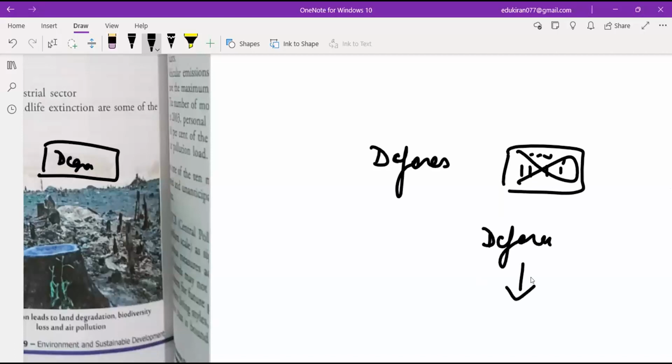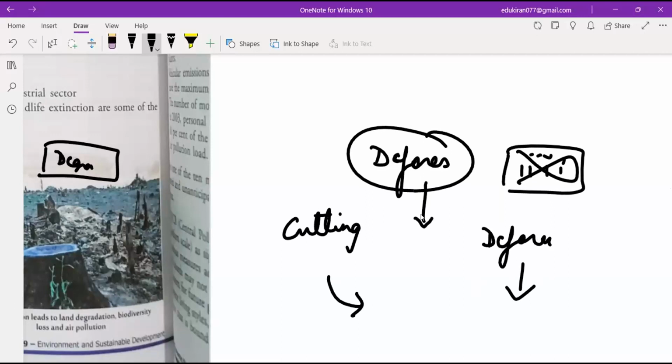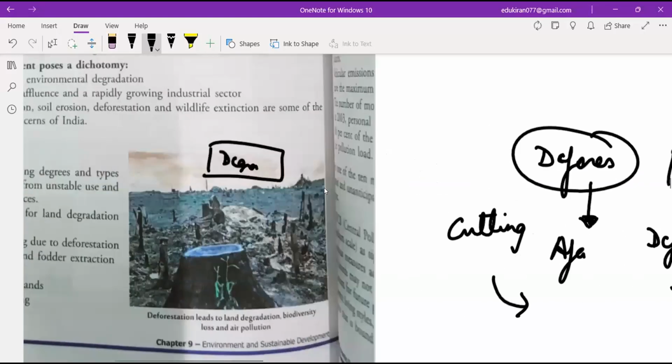What will be the opposite of deforestation? Who will tell me? Ma'am, cutting down of the forest. Yeah, this is deforestation, cutting down of trees, right? And what will be the opposite of the term deforestation? Afforestation. Yes, afforestation. Afforestation means growing the trees and deforestation means cutting down the trees. Clear? Okay.